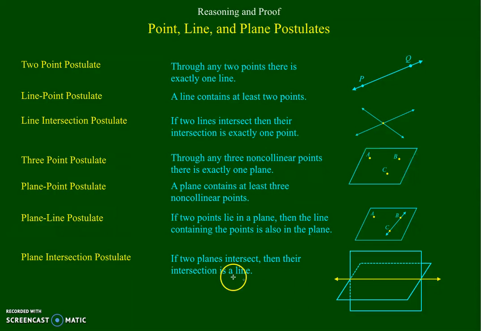All right, now these are the basic postulates, and it's important that you can either name them or that you can paraphrase them. That is, know them by what they say. You don't have to memorize them word for word, but know that any line contains at least 2 points, that through any 2 points there is 1 line. If two lines intersect, then they intersect at a point.